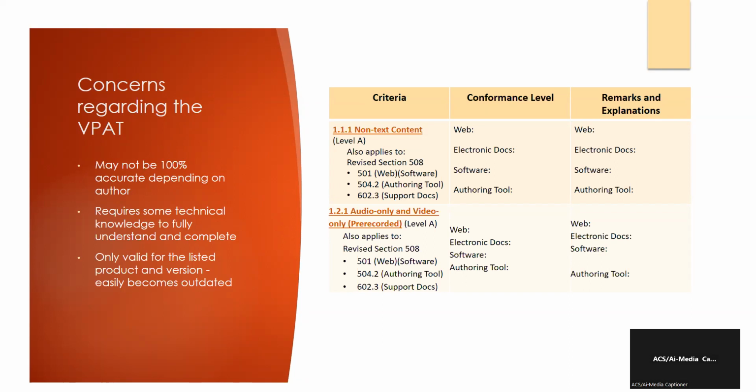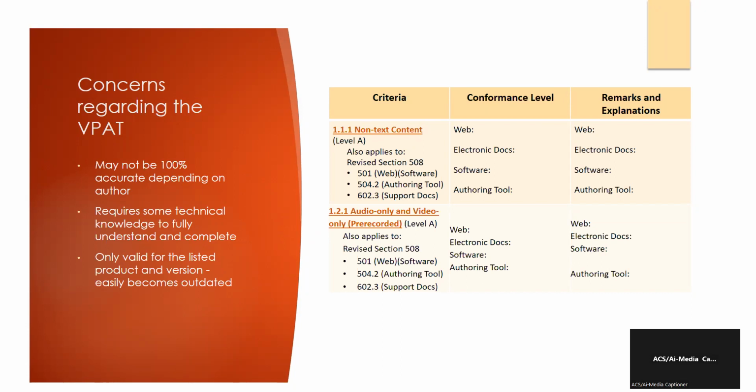So on screen, there is an example of the first two guidelines from the report. It's broken into 3 columns. There's criteria, conformance level, and remarks and explanations. The first row is the first guideline from WCAG 1.1.1, non-text content, level A. It also mentioned that this applies to the revised Section 508 and what parts of Section 508. So you have 501 for web software, 504.2 for authoring tools, and then 602.3 for support docs. So this is from the Section 508 version of the VPAT. So that's why it has both WCAG and Section 508, since Section 508 refers back to WCAG.